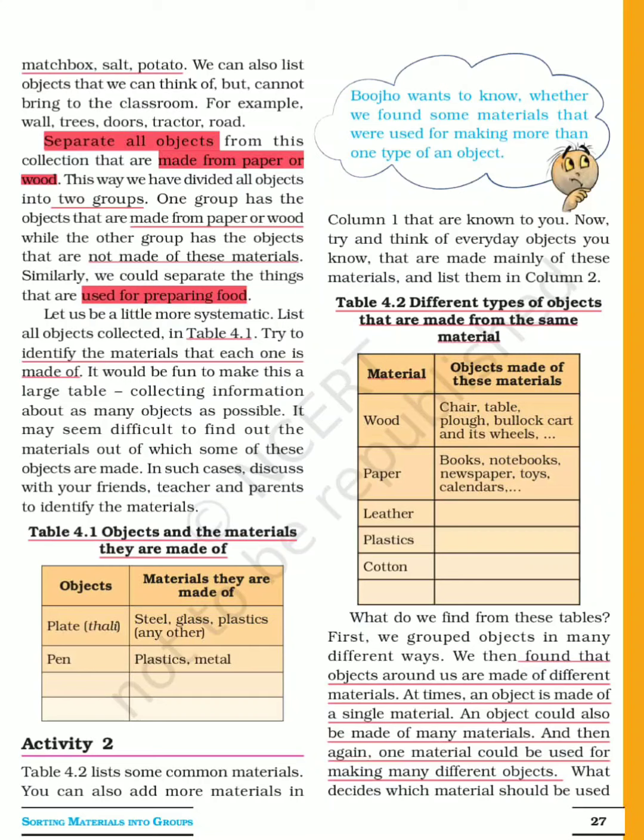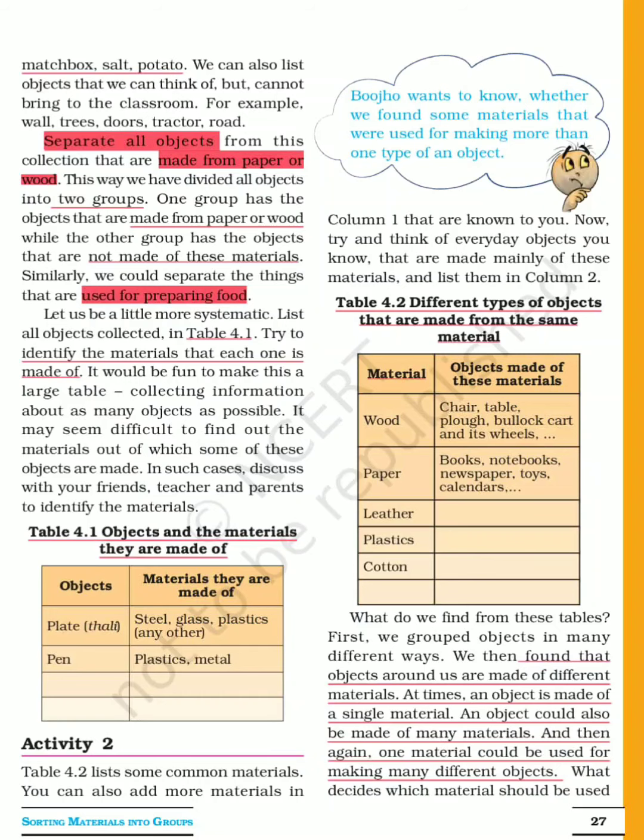So you will find that objects around us are made of different materials. At times an object is made of a single material. At the same time, objects can be made of many materials, like a plate can be made with steel, glass or plastic. So there are many materials by which a plate can be made. And then again, one material could be used for making many objects, like wood can be used to make a chair, a table, a plow. So here the material is wood and we can make different objects from this material.